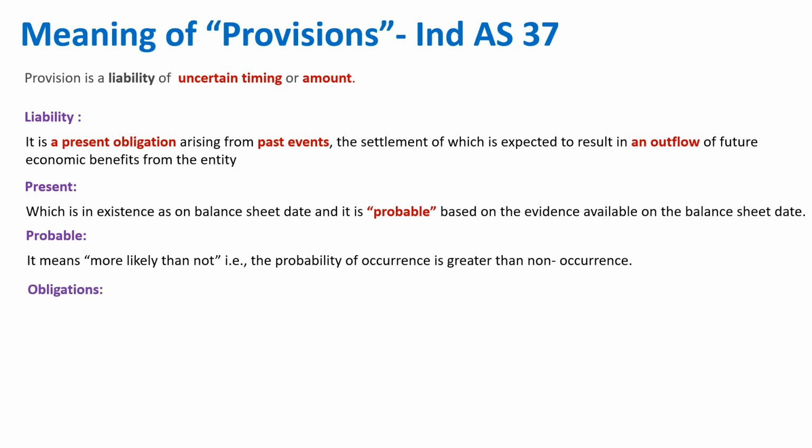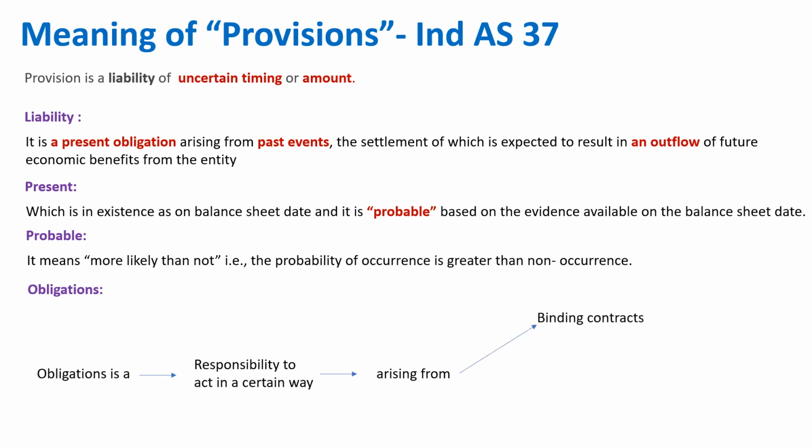Now let's understand obligation. This is very important. Obligation is a responsibility to act in a certain way arising from binding contracts, statutes, or business practices, customs to maintain good relationship. That means the obligation should come from a contract. If there is no contract, then there is no obligation, then you need not create a provision for it.